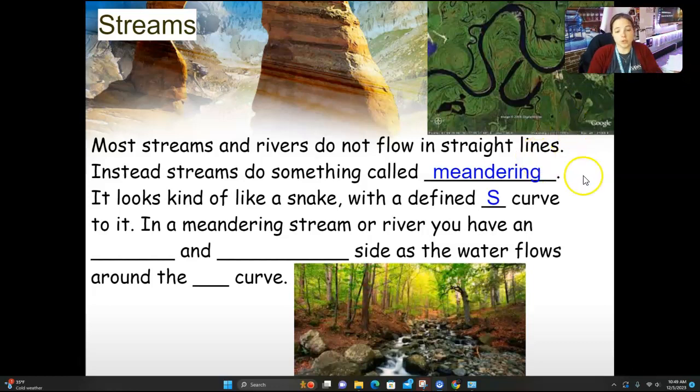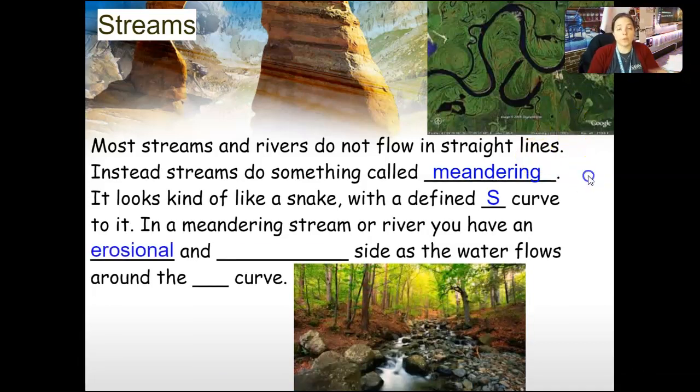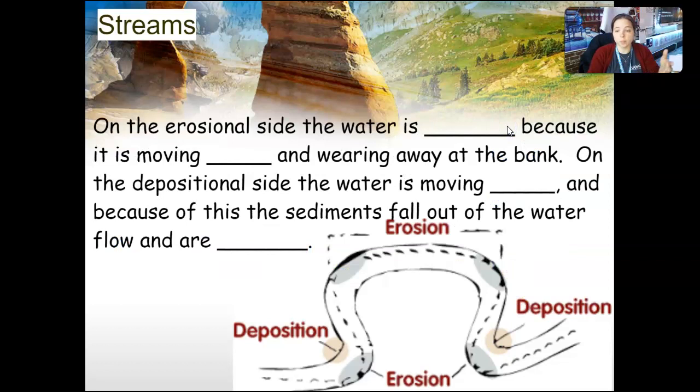So in that meandering stream or river, you have an erosional side and a depositional side. As water follows around the S curve, all of them have a depositional and erosional side, right? On the erosional side, this is where the water is the deepest because it's moving faster and it wears away the bank. It takes it away. The faster it goes, the more it takes.